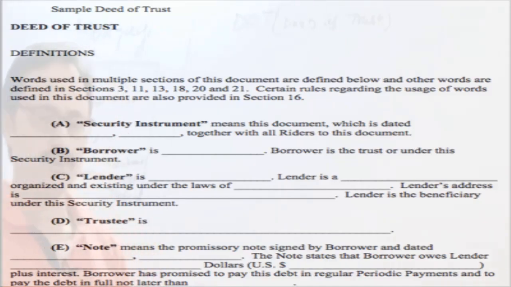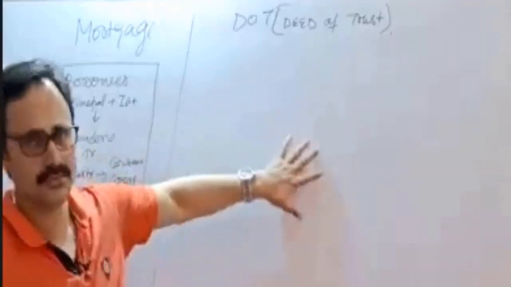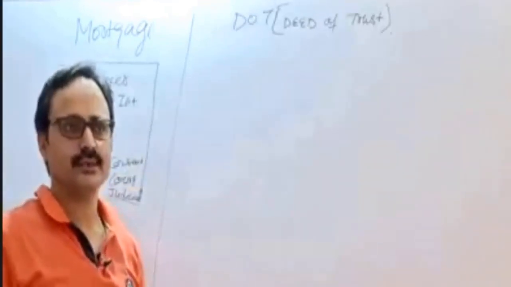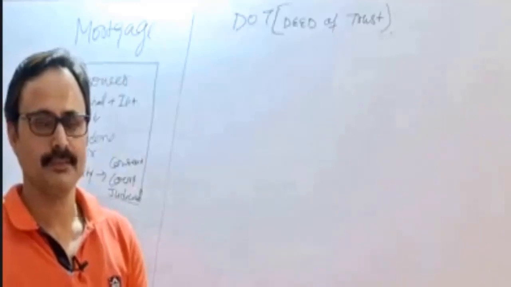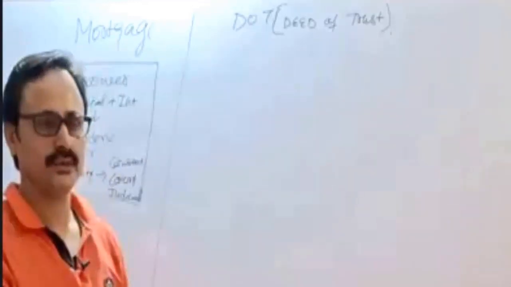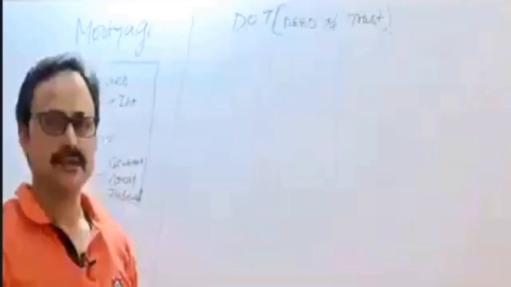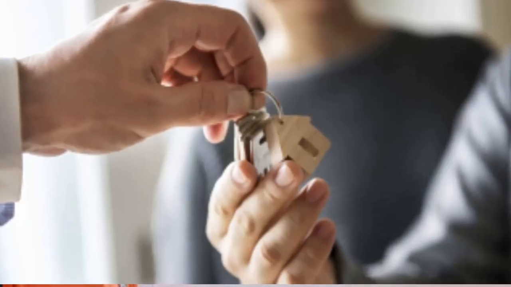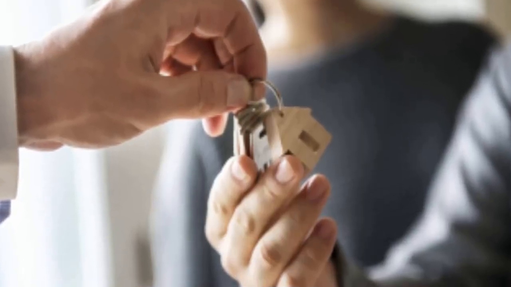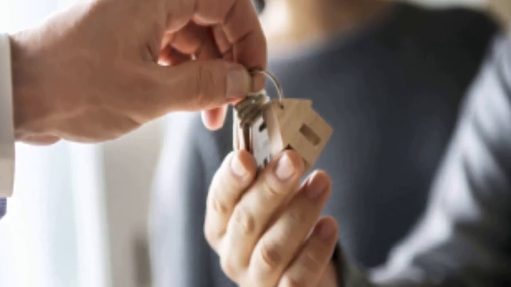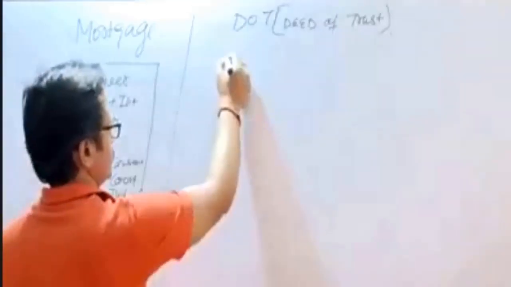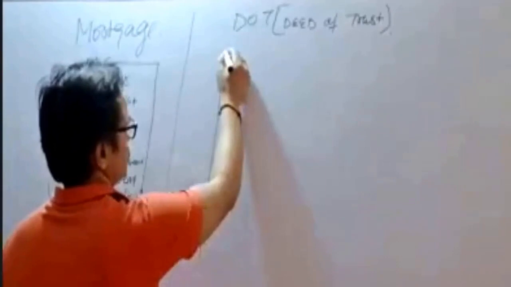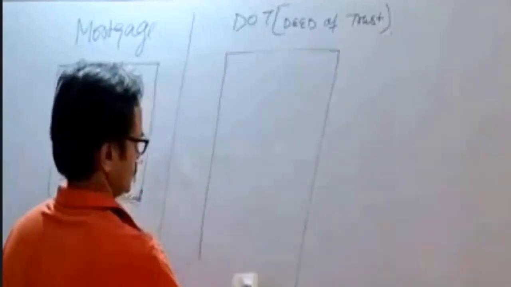Why I have told you this is that it's again a document that states this scenario: the borrower is going to purchase a property and take a loan against that property from a lender. And if the borrower fails to pay back the money to the lender, then the lender has the right to foreclose the property, but in some other manner. Let's see. This is the deed of trust.